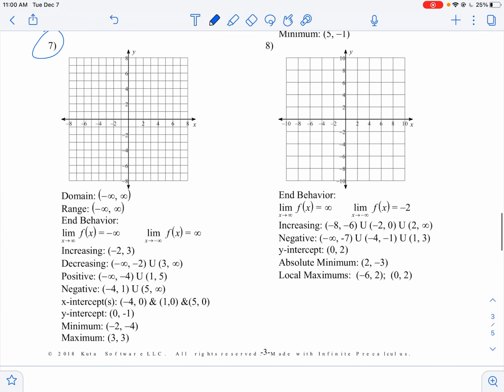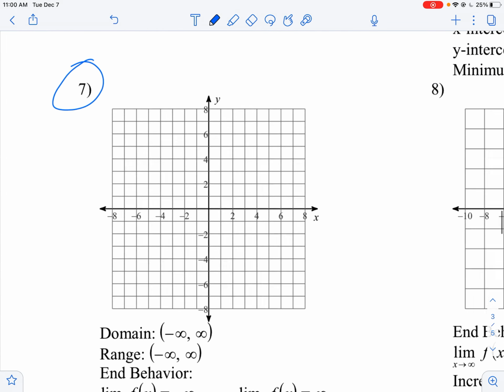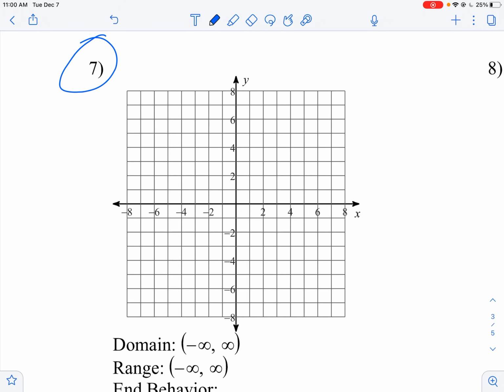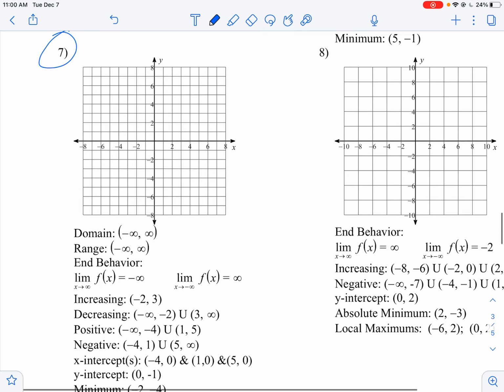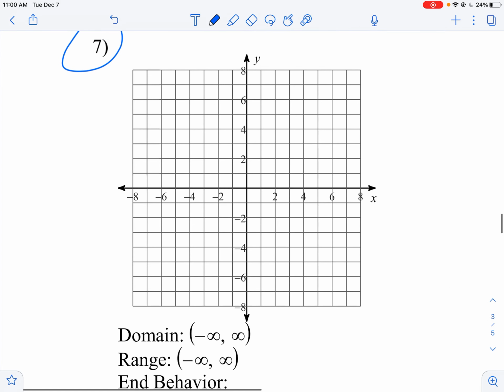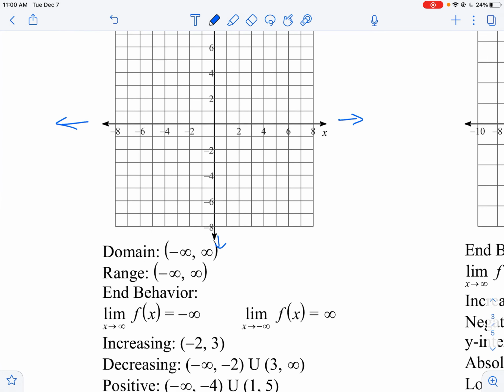Let's jump to one where you have to draw the function. I'm going to use 7 as an example. When I do this, I like to just make notes on what's going on in the picture and then fill things in. So my domain, it goes left forever, it goes right forever. The range is negative infinity to positive infinity, so it goes up forever and down forever. So it's going to have arrows going places.